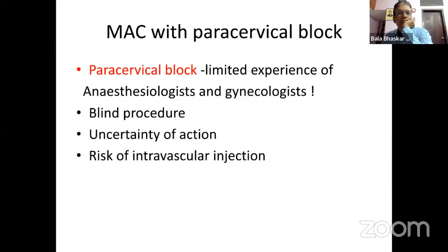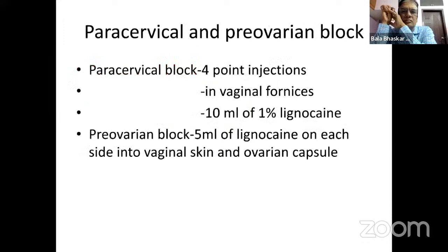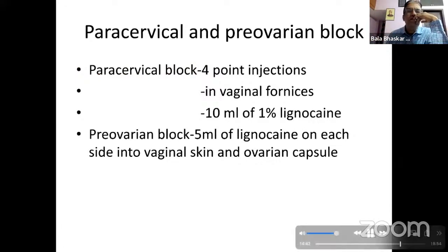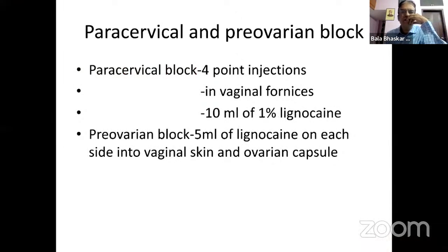Monitored anesthesia care with paracervical block is another practice which was practiced in earlier days. There is limited experience of the anesthesiologists and gynecologists in the present day situation. And this is a blind procedure with uncertainty of action, and there is always a risk of intravascular injection. The paracervical block is given in the vaginal fornices at 4 points using 10 ml of 1% lignocaine. There is another recent block called the pre-ovarian block, where with ultrasound guidance, they give 5 ml of lignocaine on each side into the vaginal skin and also to the ovarian capsule.